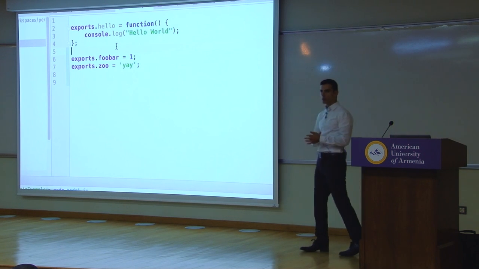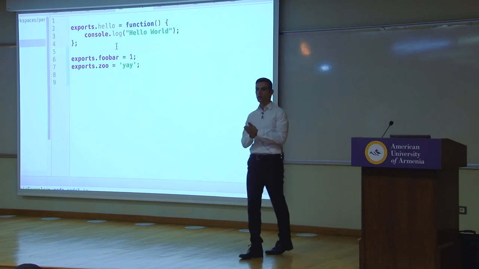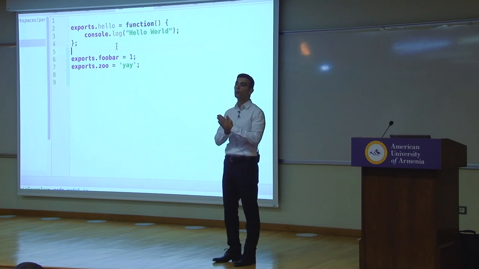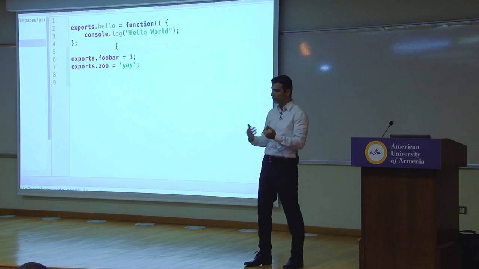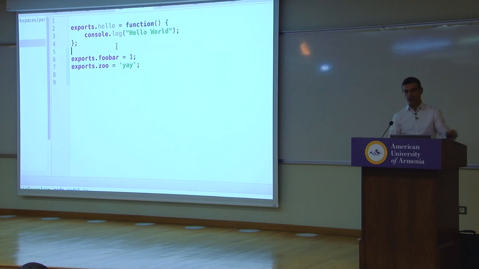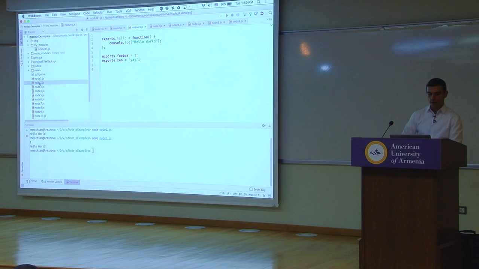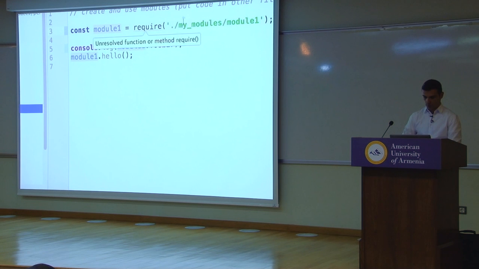You have an object called exports. Anything that you attach to that object will be available to whoever requests your module, or requests your file, or requires your file. So in this case, we're attaching 3 things: hello, which is a function, foobar, which is a 1, and zoo, which is a yay. Is that clear? Okay. So then later, when we require it, that is to say, when we request that module using this, module 1 is basically the thing that we exported, which has attached to it foobar, hello, and the third thing.